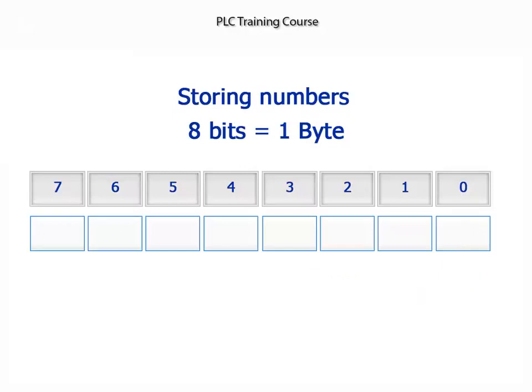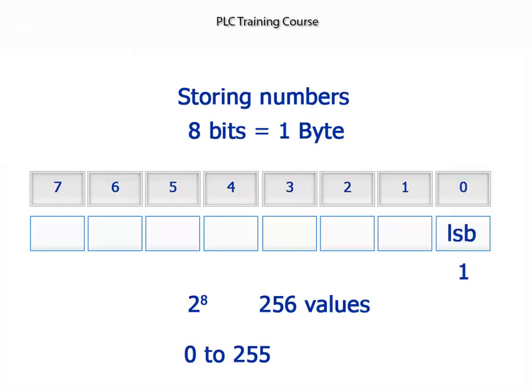To work out the total number of possibilities, raise the power of 2 by the number of bits. So 2 to the power of 8 is 256. There are 256 possible values ranging from 0 to 255. The bit on the right is the least significant bit because it has a value of 1. The bit on the left is the most significant bit because it has a value of 128.